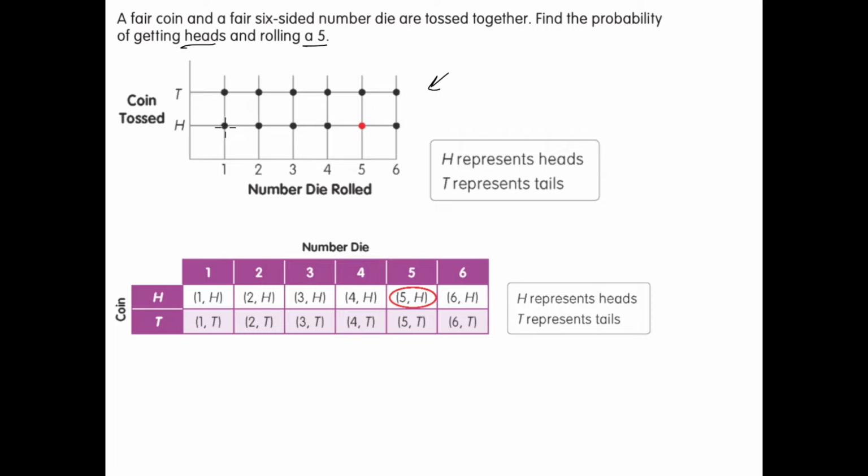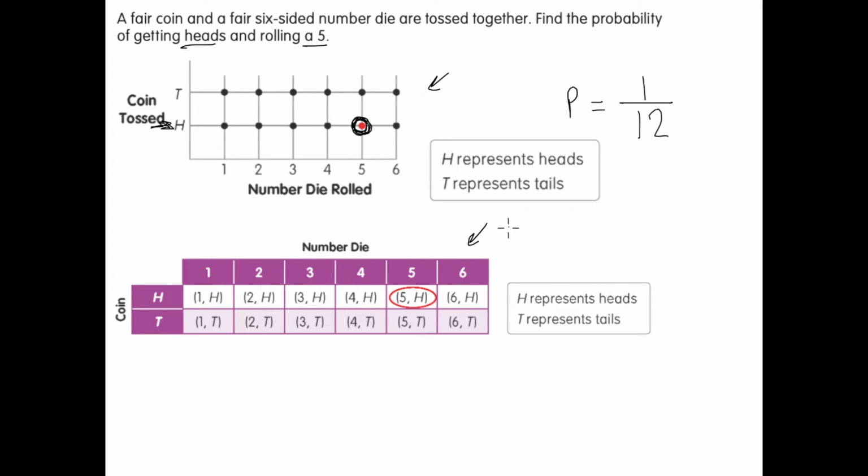We could toss a heads and a 1, heads 2, heads 3, heads 4, heads 5, heads 6, or we could toss a tails 1, tails 2, tails 3, tails 4, tails 5, tails 6. So there are 12 possible outcomes when you flip a coin and roll a die. We were looking for one specific one, which was heads, so that's this line right here on the grid. There's heads, and here's 5. So heads 5 brings us to that spot right there. There is only one possible outcome of that occurring. So the probability of this happening would be 1 out of 12.